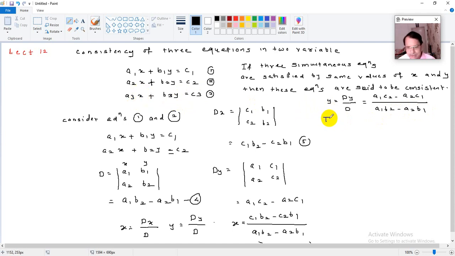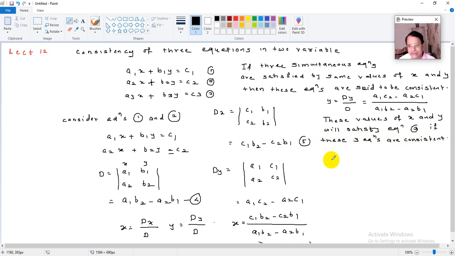सो दीज व्हॅल्यूज ऑफ x अँड y will satisfy equation 3 if these three equations are consistent. म्हणजेच काय करणार आपण, ह्याच्यामध्ये x आणि y च्या ह्या व्हॅल्यूज टाकणार. ही जी काय x ची व्हॅल्यू आहे ती ह्याच्यामध्ये टाकणार, म्हणजेच काय होईल बघा.